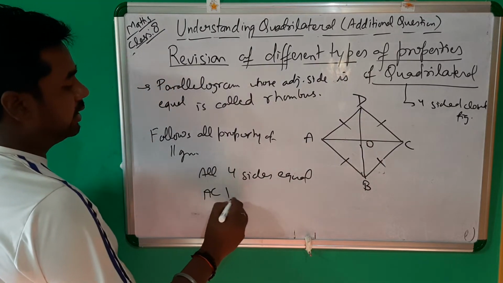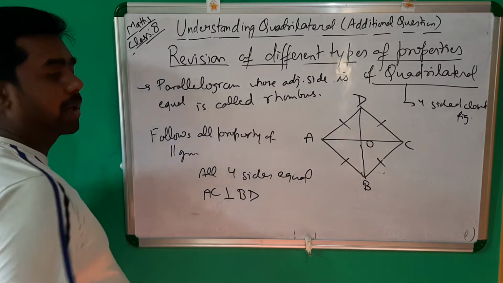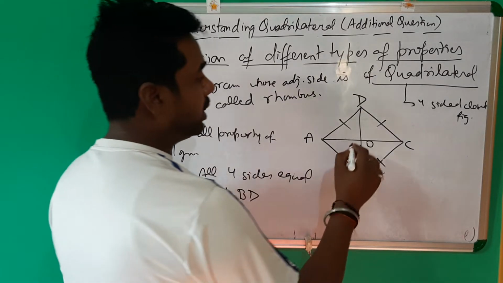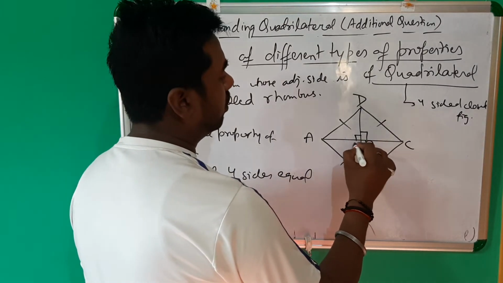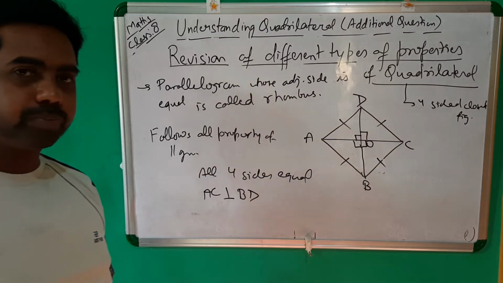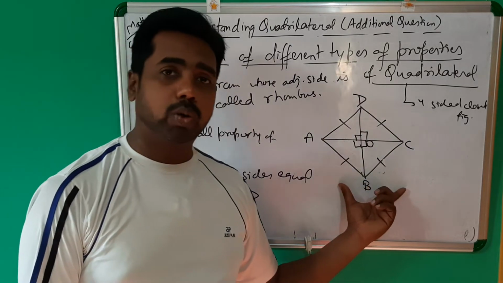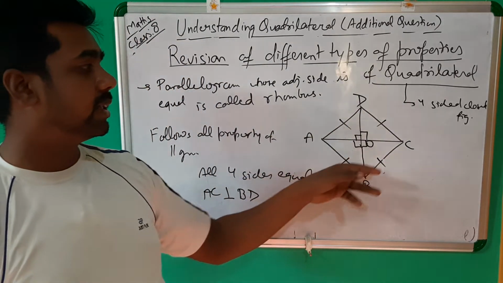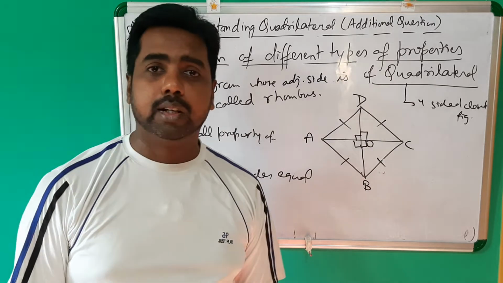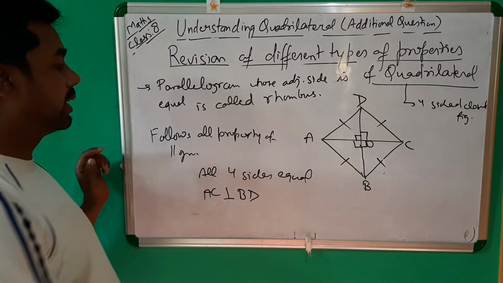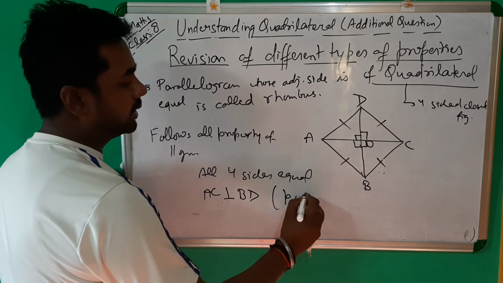It means AC is bisecting BD perpendicularly. Wherever they meet, they automatically form 90 degrees. So this is that quadrilateral where diagonals bisect at 90 degrees. That's why it is called diagonals are perpendicular bisector.